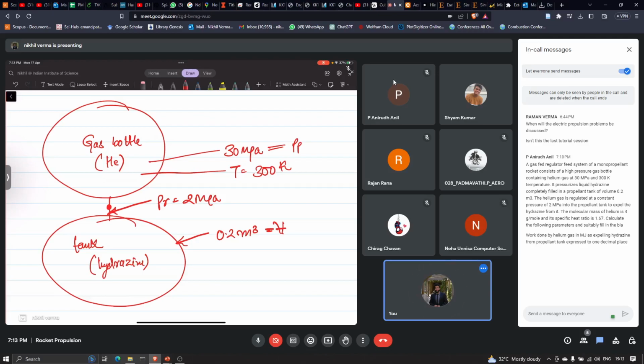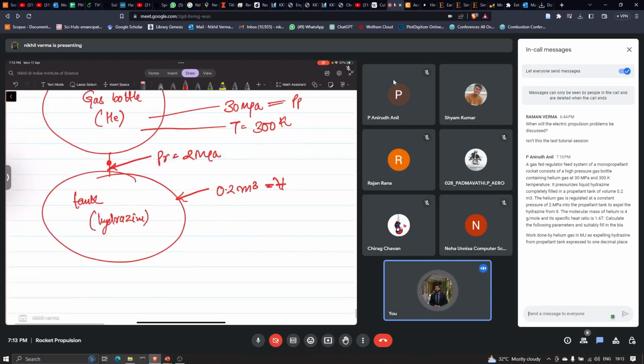Okay. So first of all, let us calculate what is the mass that is stored inside the system. I think that the work done is just P into V, right? 0.2 into 2 into 10 to the power 6. So 4 into 10 to the power 5, or 400 kilojoules.